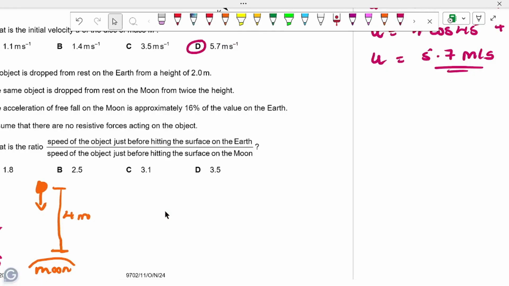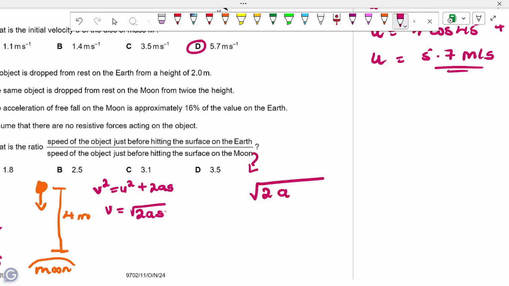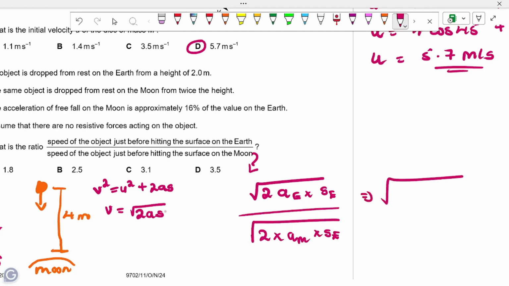What equation can I use? You'll say, I can use v squared is equal to u squared plus 2as, right? Because u is 0, v will just be the square root of 2as. That's it, right? So in order to find this ratio, basically I have to say the square root of 2, the acceleration on Earth, times the displacement that it has moved on Earth, over the square root of 2 times the acceleration on the moon, times the displacement that it has moved on the moon.